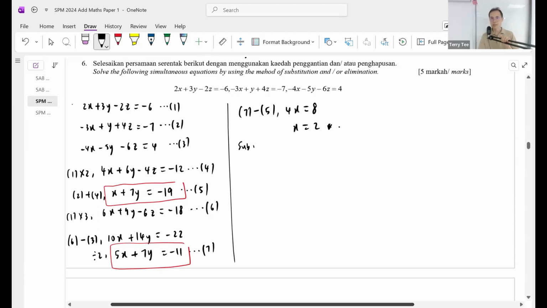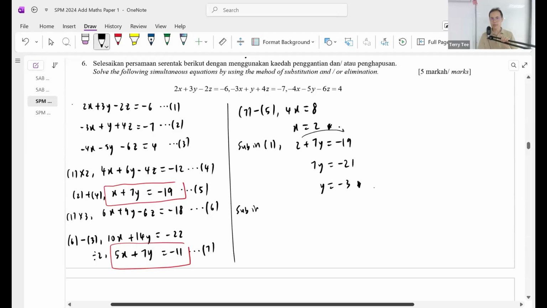So once you got the value of x, you find your value of y. We sub inside any equation. I take equation 5. Your x is 2. Your y is now, you got to bring this over, minus 19 minus 2 is minus 21. 21 divided by 7, your y is negative 3. There is a negative in front.